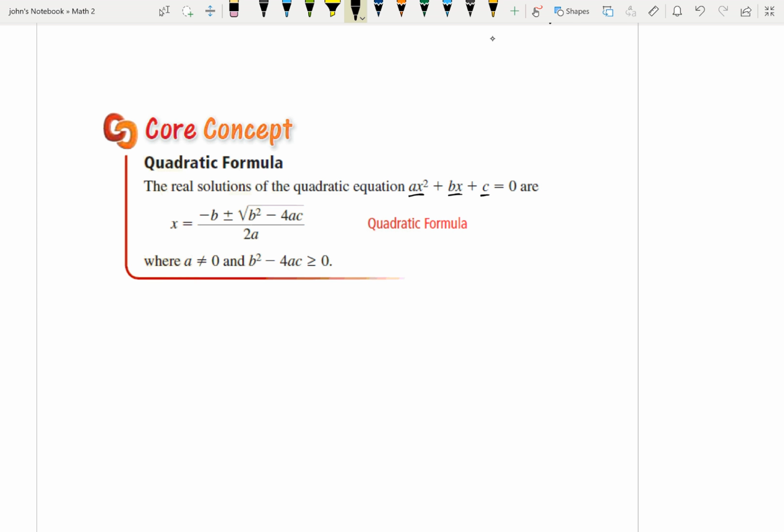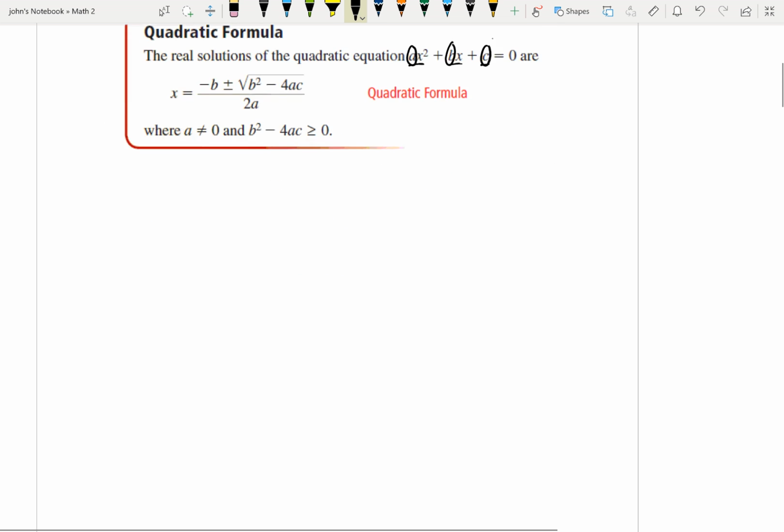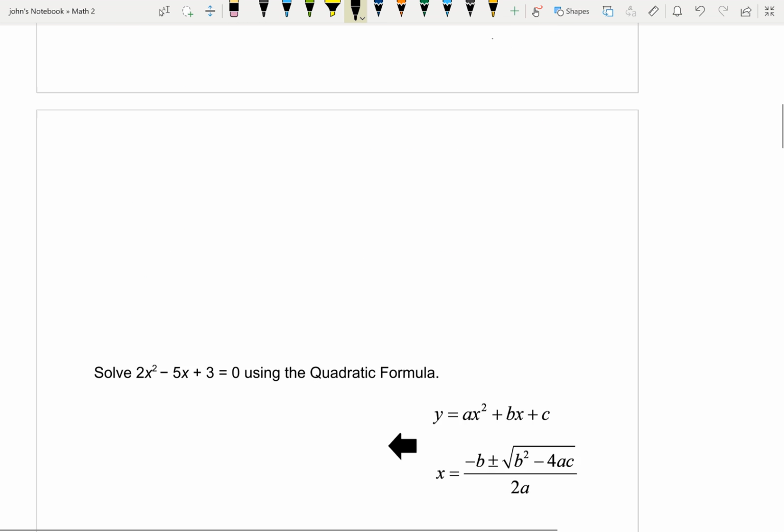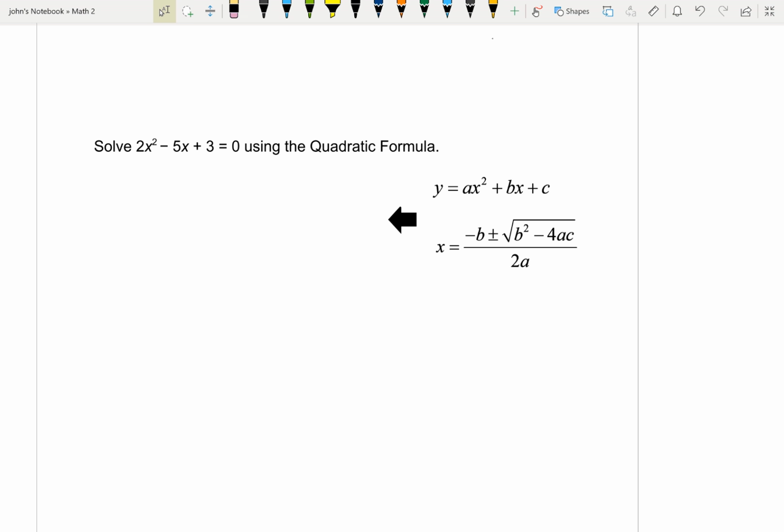If it's in that form, I can take the coefficients: the a, the number in front of x squared, the b, the number in front of x, and c, my constant. I can plug them all into this formula right here, and it gives me the answer to the quadratic equation. So let's take that problem up above. This is the same problem, 2x squared minus 5x plus 3, and I'll show you how this works. So first of all, check to make sure it's in standard form. I've got my squared term, my linear term, and my constant.